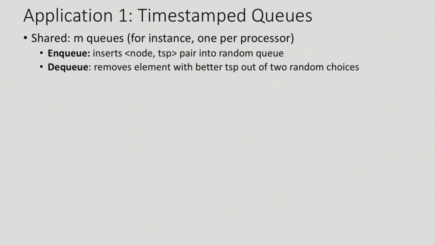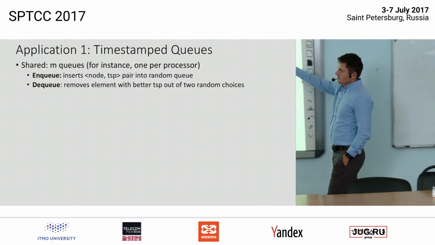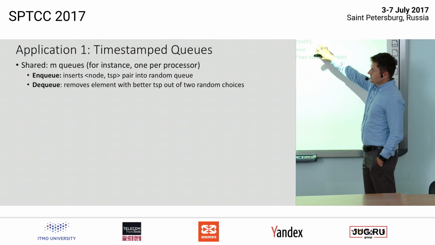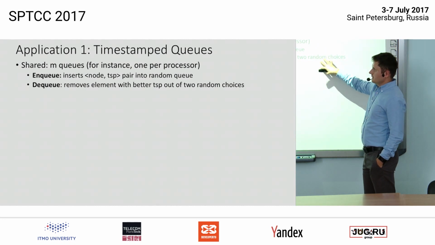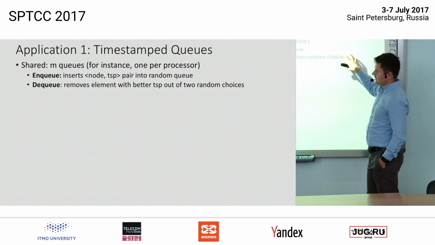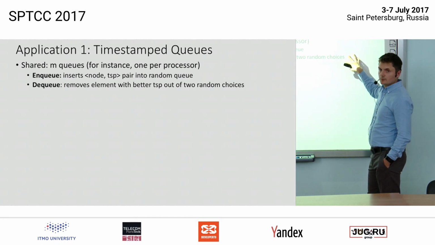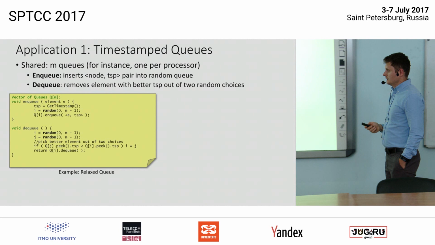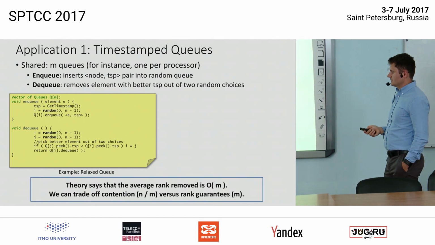So imagine I want to implement a queue. A queue is a special case of a priority queue where priorities are timestamps. The older an element has been in the system, the higher its priority is, because we're doing FIFO. So our enqueues put a timestamp onto the element so that we know what the priority is, and the dequeue will remove the element with the better timestamp out of 2 random choices. Okay? So this is what the queue looks like.